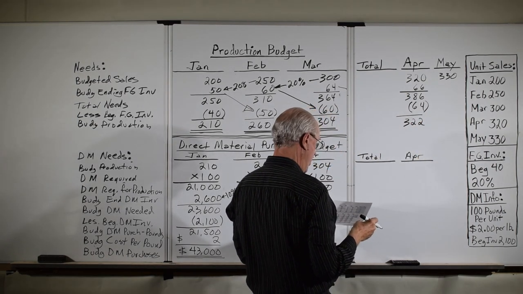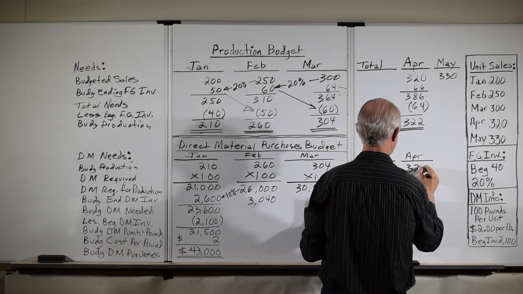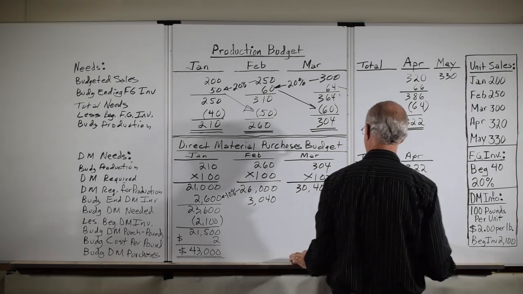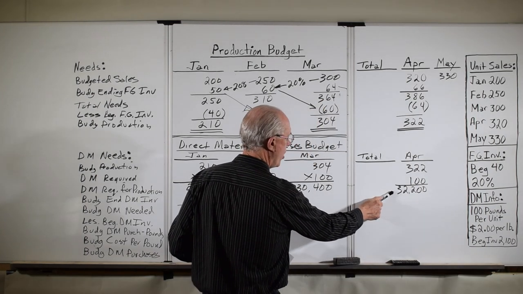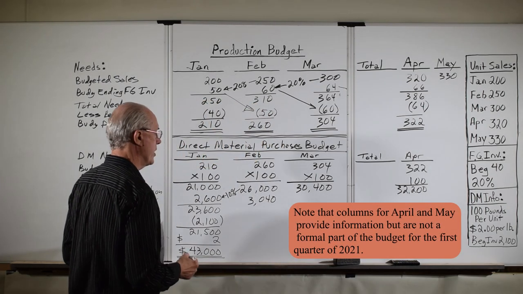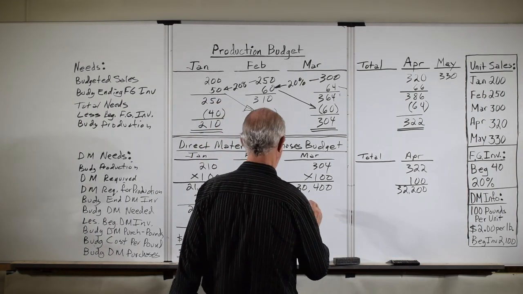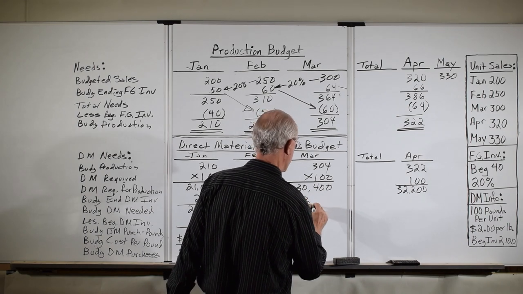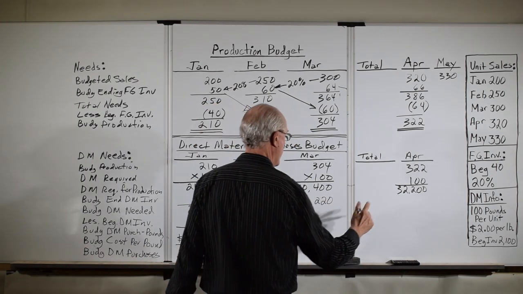And so we subtract to arrive at the budgeted production for April, which is 322 units. And then for the direct material, we're going to take that 322 units of budgeted production times the 100 pounds per unit to arrive at 32,200 pounds required for production for April. Once we have that amount, we can multiply it by the 10% to get our budgeted ending inventory for March, which is 3,220 pounds of material.